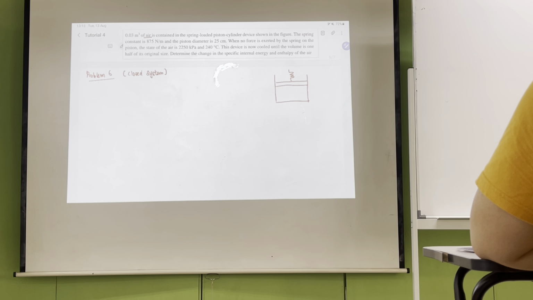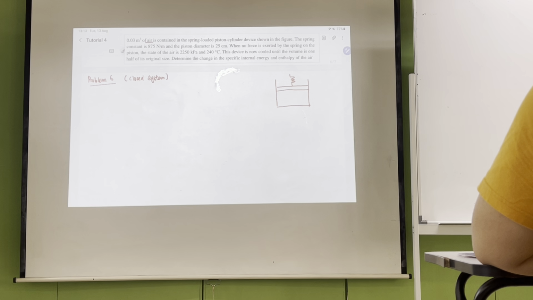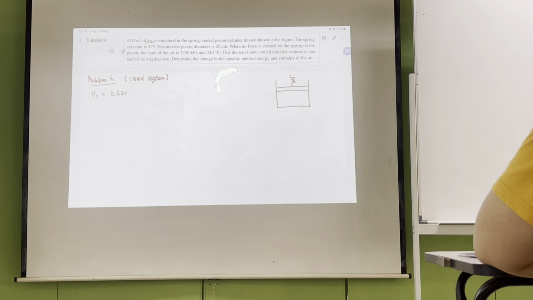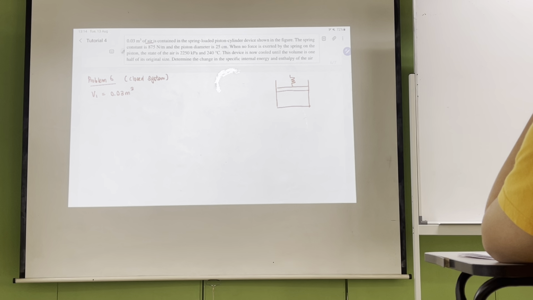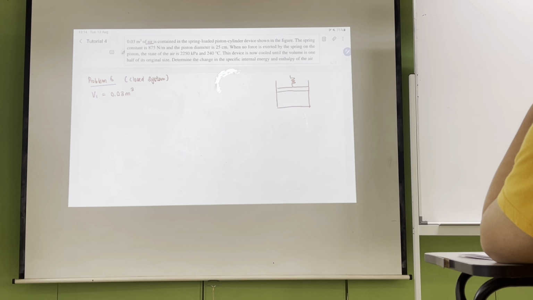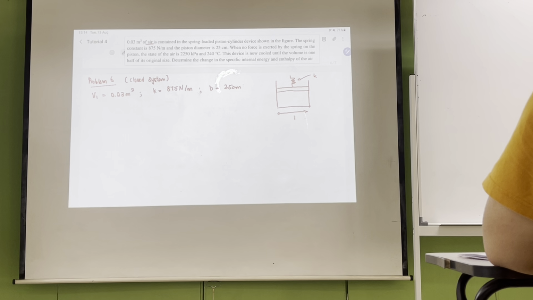So two things: closed system and air. Later we will see how they factor in, but for now, let's look at what information is given. The initial volume is 0.03 meter cube of air contained in a spring-loaded piston cylinder device shown in the figure. The spring constant K is 875 Newton per meter, and the piston diameter is 25 cm.